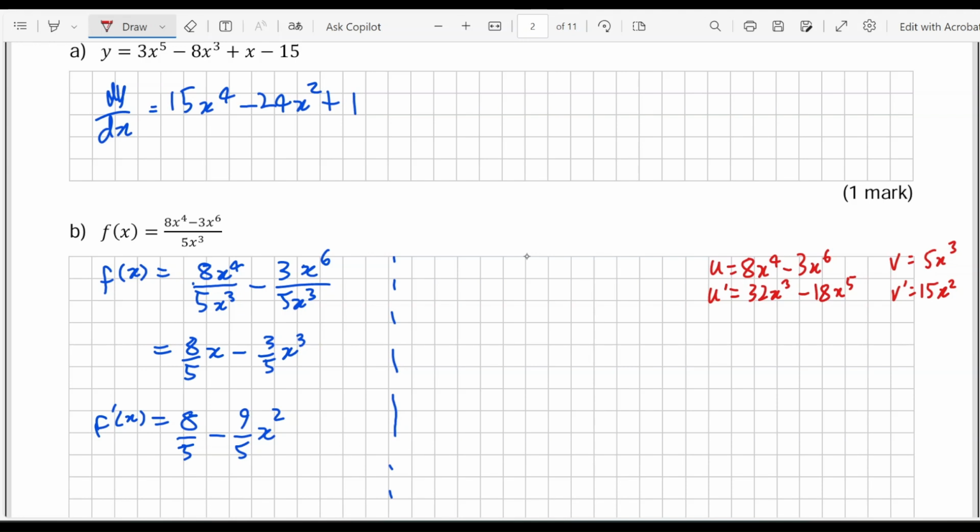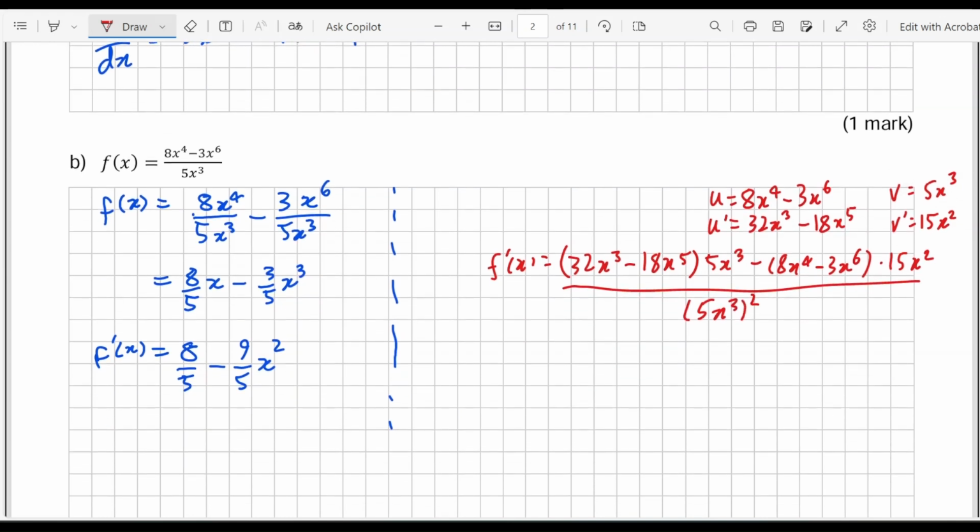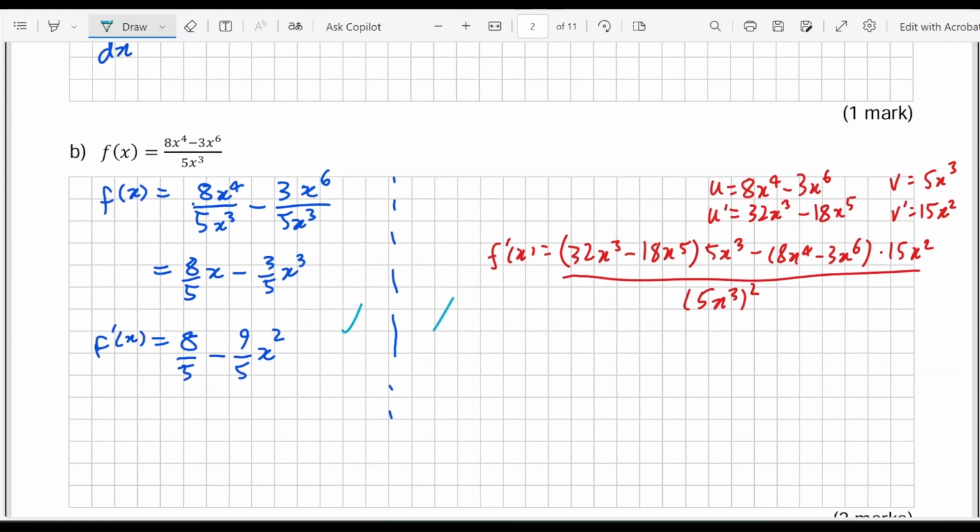All right, if you use the quotient rule, you're going to get 32x cubed take 18x5 with 5x cubed, and then you v dash, so that's 8x4 take 3x to the 6 times 15x squared all over v squared. So that is 5x cubed all squared. Now both of these would have been considered correct, but the first method's going to be a lot quicker.